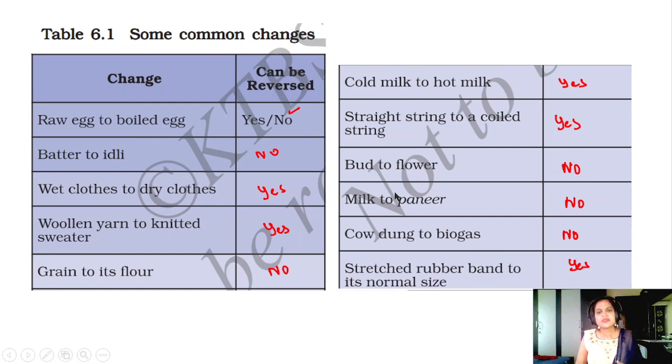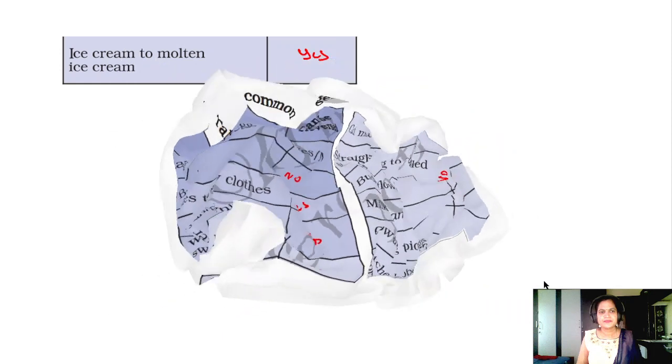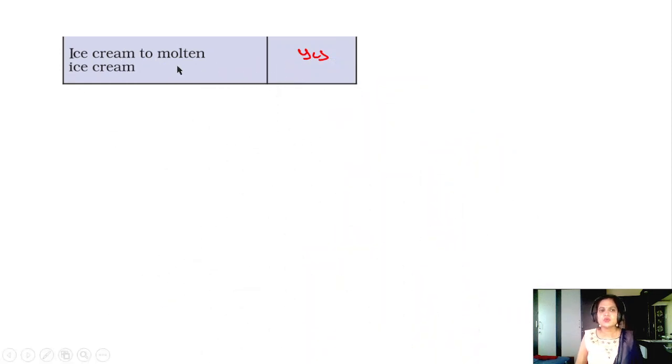It is possible. Bud to flower. No. Once it has bloomed, it will not convert back to the bud. No, it is not. Milk to paneer. Once it is converted to paneer, it will not reverse back. No. Cow dung to biogas. No, it is not reversible. Stretched rubber band to its normal size. Yes, it is possible. Ice cream to molten ice cream. Freeze it again, you will get back the ice cream. Yes, it is.